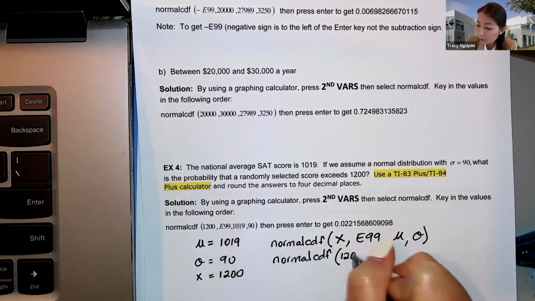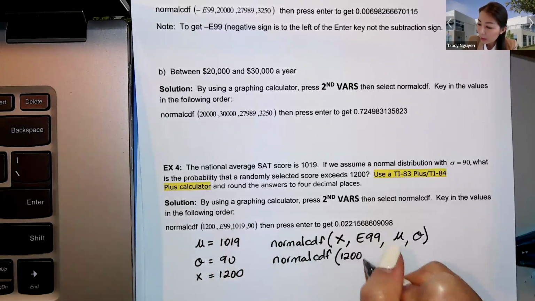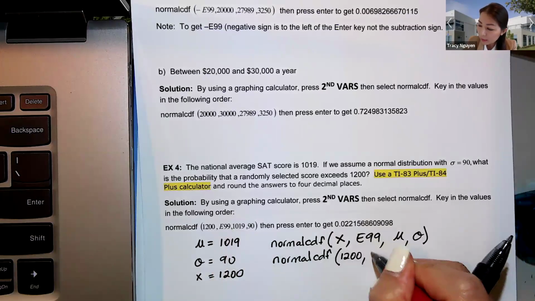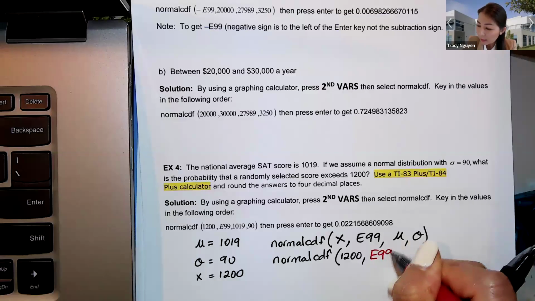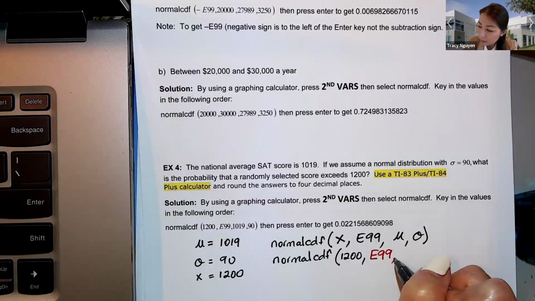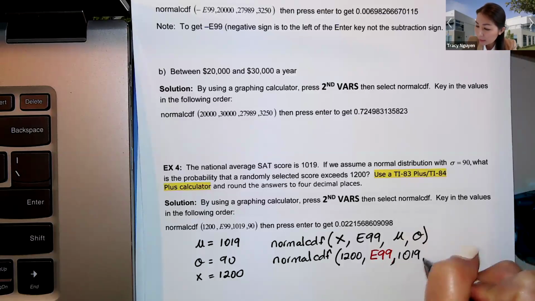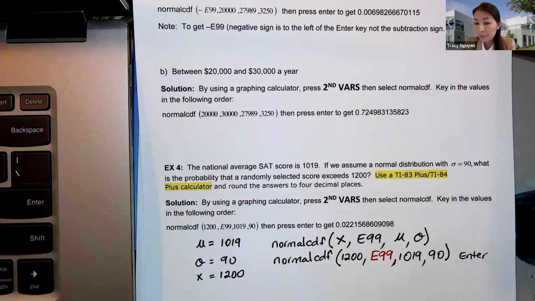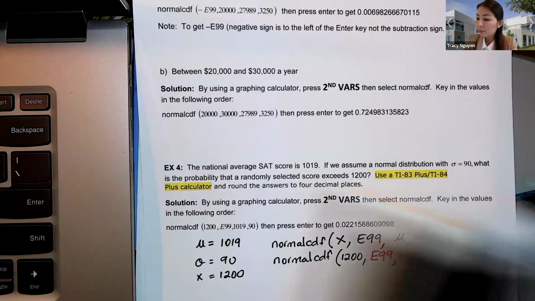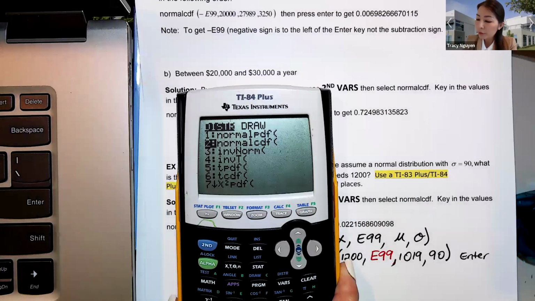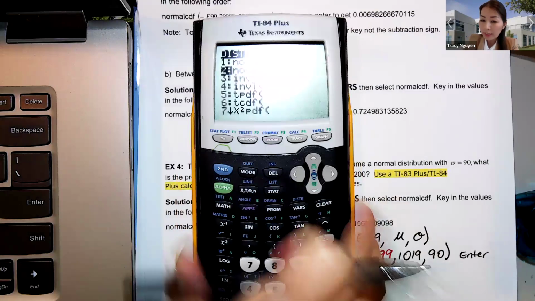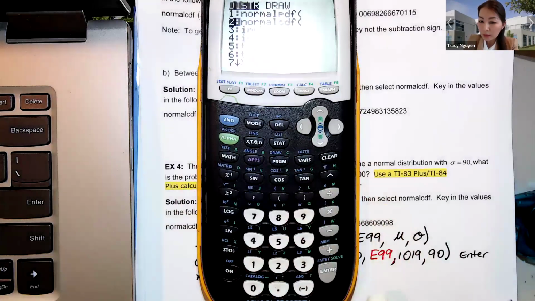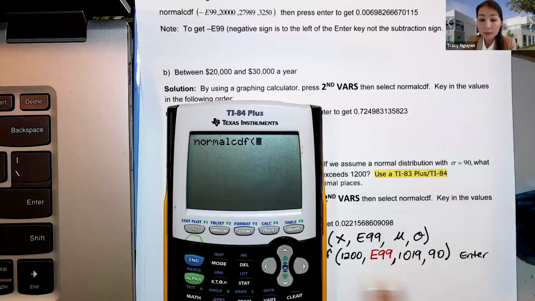So x is 1200, comma, and how to do E99? I'm going to show you how to get E99 in a minute. We have mu of 1019 and sigma of 90. We'll close it and then we'll press enter, okay? All right, so now we do have the normal CDF command function. We're going to select enter. So when you select enter, that means you are ready to enter your quantities here.